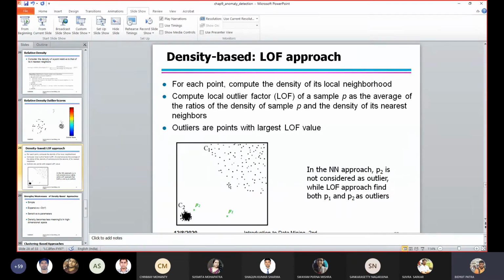So therefore, if the density varies heavily, the traditional approaches before 2000 could not identify the outlier effectively. So they came up with an idea that even if the data set varies heavily, they can identify the outlier effectively. That approach is called local outlier factor.